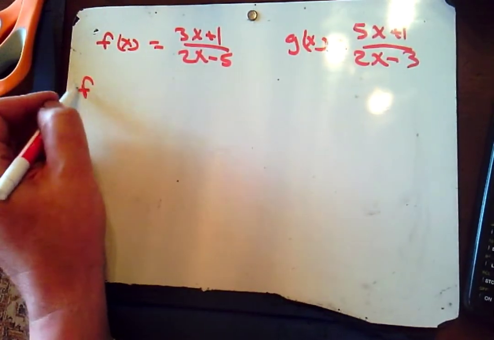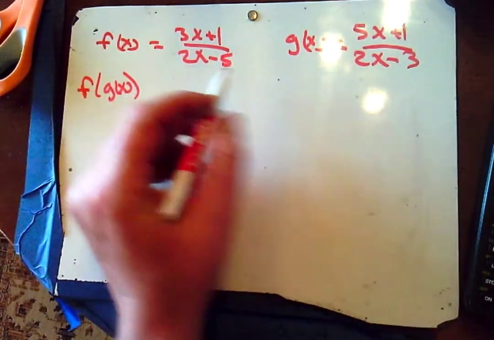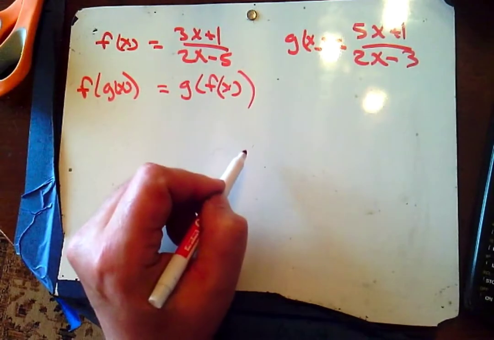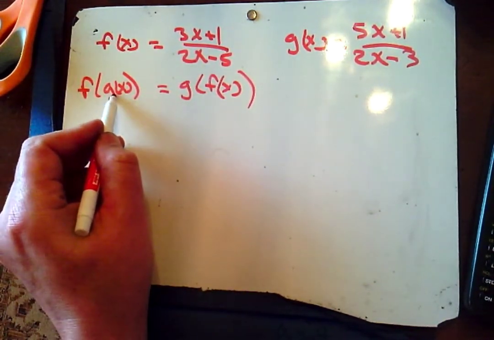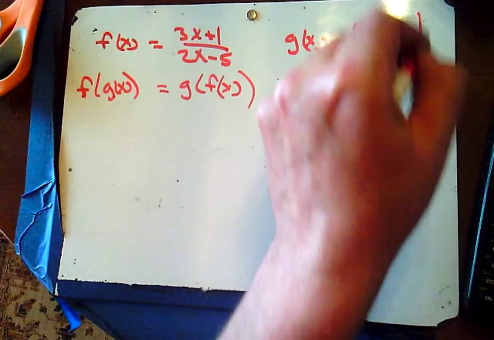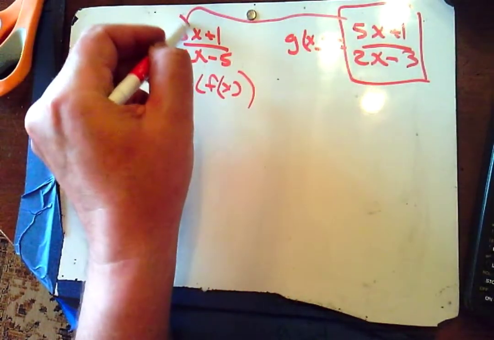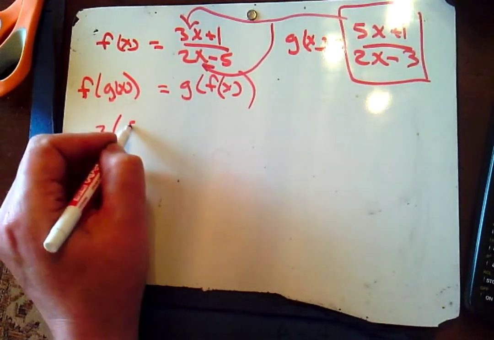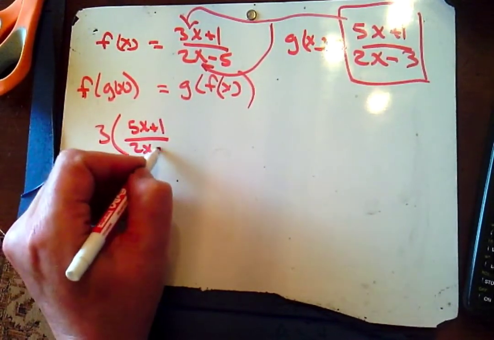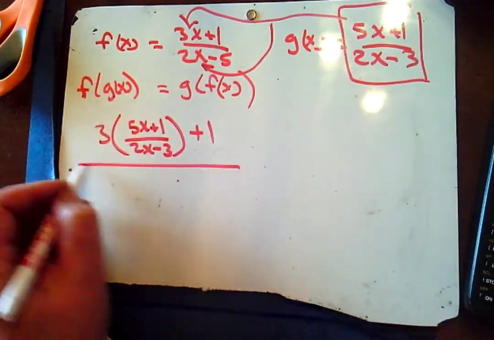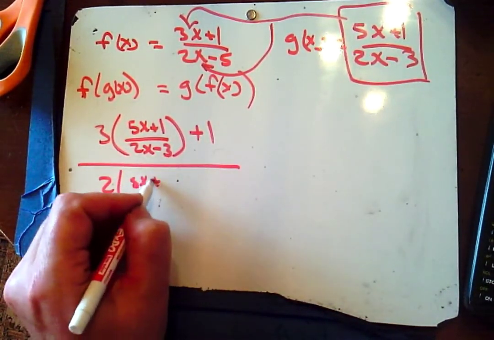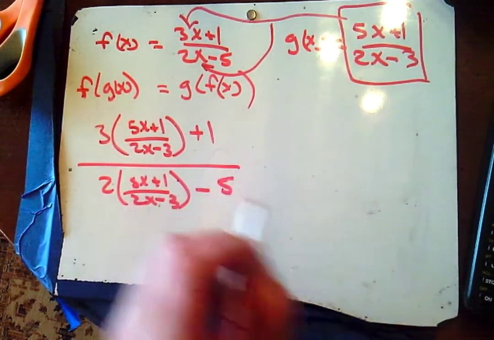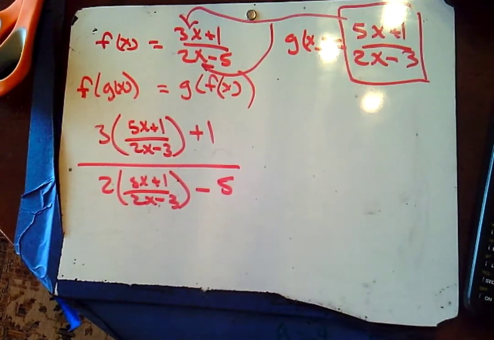Instead, we need to do f of g of x, and we need to do g of f of x. Now, what does that mean? That means I'm supposed to plug g of x into all the x's of f of x. I'm supposed to take this thing and put it in here and put it in here. All right, so what does that look like? 3 times (5x plus 1) over (2x minus 3), plus 1, over 2 times (5x plus 1) over (2x minus 3), minus 5. Okay, so now what?